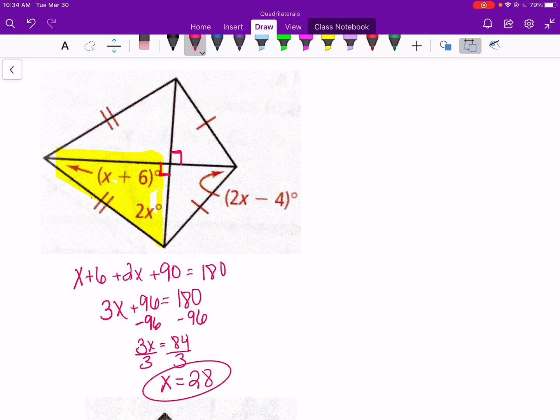Now, all we are doing on this example is finding x. If you were asked to find one of the angle measures, you would just take that x value and plug it in.